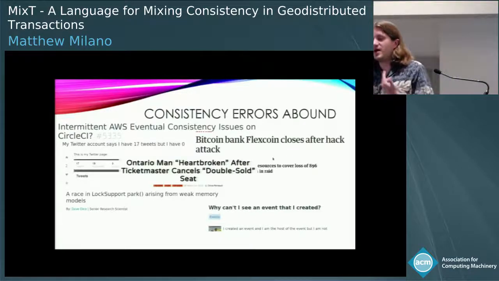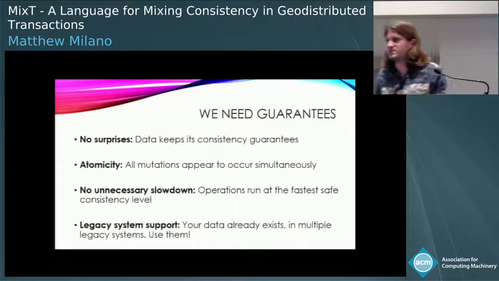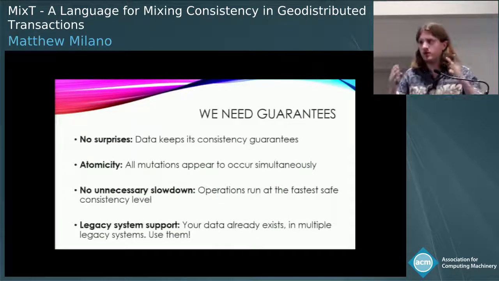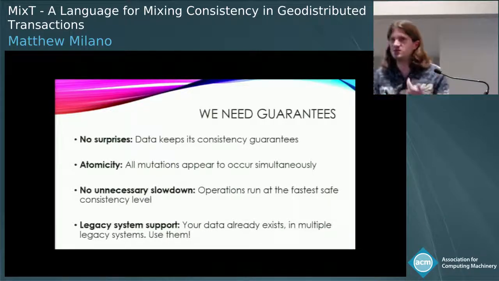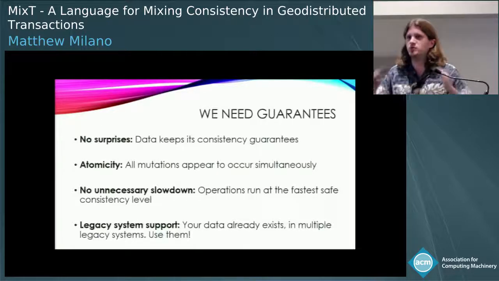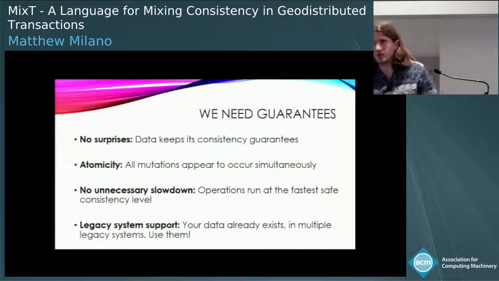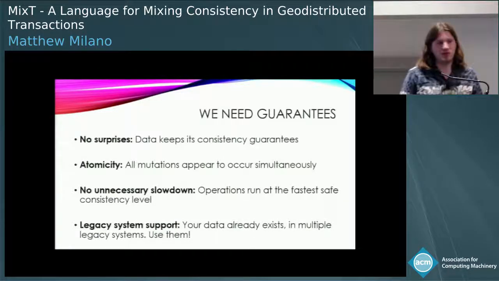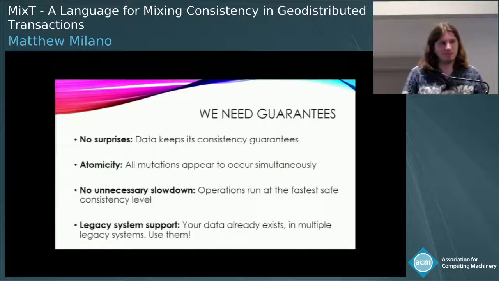What we need, and what these companies' programmers need, is actual guarantees. We don't want surprises that weak consistency can give us. We want the ability to say that certain data is important and it should have strong semantics. We want to keep atomicity. If we're going to try to mix consistency like I'm suggesting, you want to actually have a notion of transactions that you can still use. We want to do all of this without any unnecessary slowdowns. We don't want to go back to the old linearizable world. And as an added bonus, I'm going to try to do this while maintaining legacy system support, which means you can still use data in old transaction systems that don't support a notion of mixing consistency.